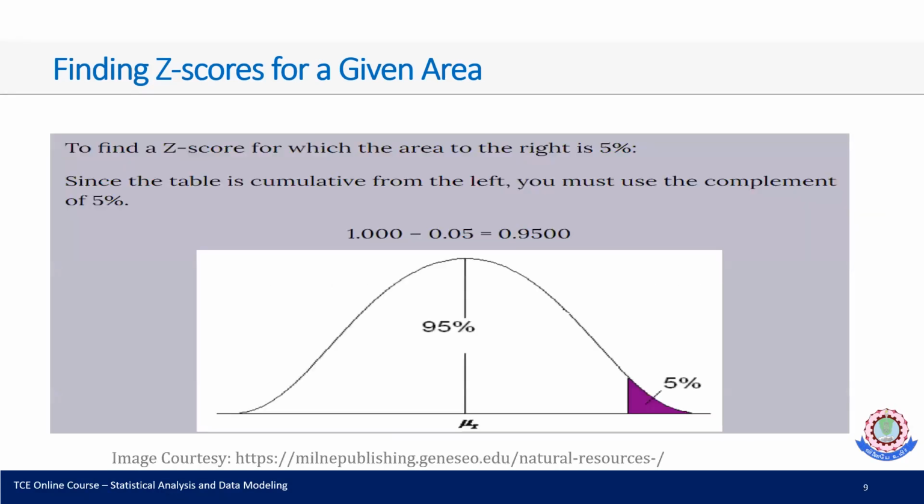This curve gives an example. Here we have a z-score for which the area is 5% on the right side. Since the table is cumulative, on the left you must have the complement of 5%. So you have the upper 5% of the area under the curve present on the right side.